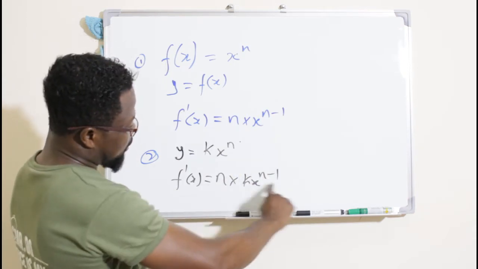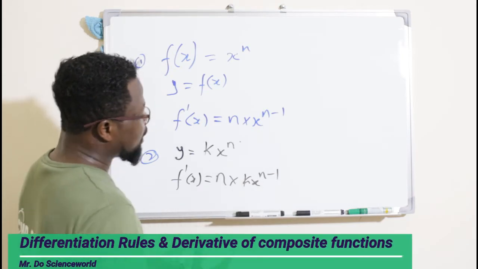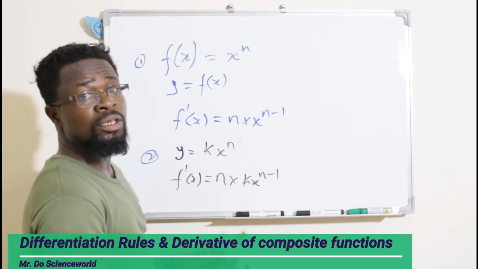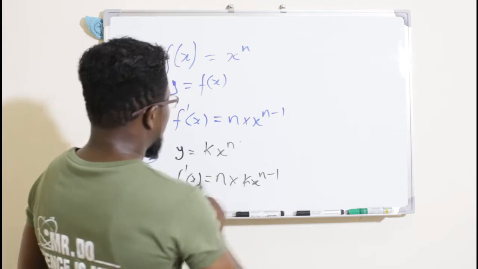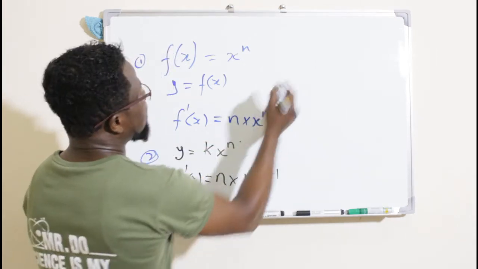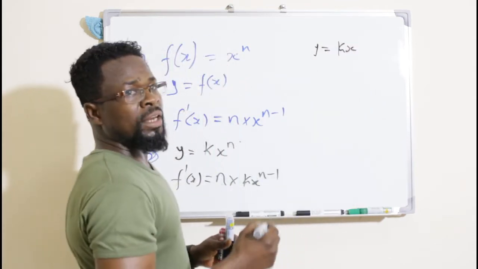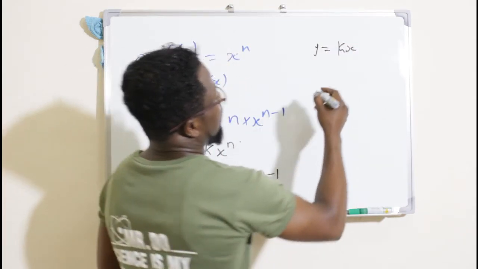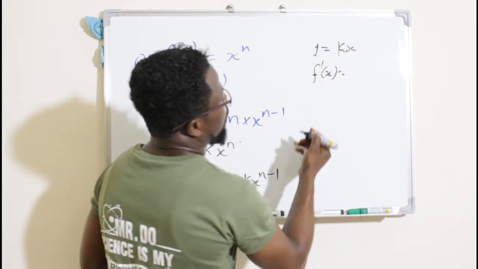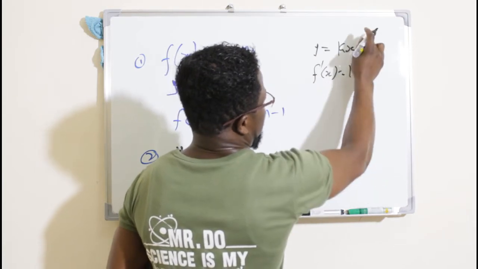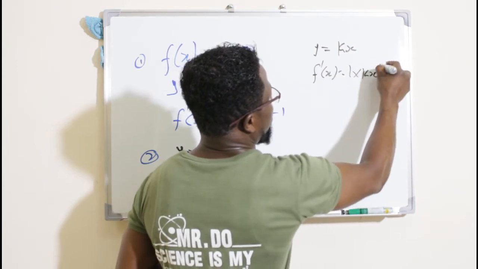This simply implies that if n equals 1, the derivative is just going to be equal to k. How do we arrive at that? If this is 1, then we have y equals kx. We find the derivative of this function, and that gives k, where the 1 comes down, multiplied by k x to the power 1 minus 1.